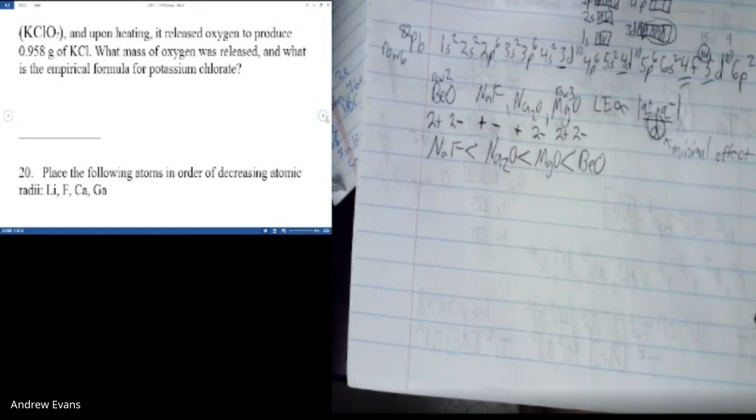So as we move across the table, size decreases. But as we move down the table, size increases. So the biggest one would probably be calcium, followed by perhaps gallium, then lithium, and fluorine. However, if you had a size chart, you could actually compare. So this one's kind of a tricky, hard one. Maybe these two guys are switched. Kind of hard to say without actually looking at some numbers. Decreasing.